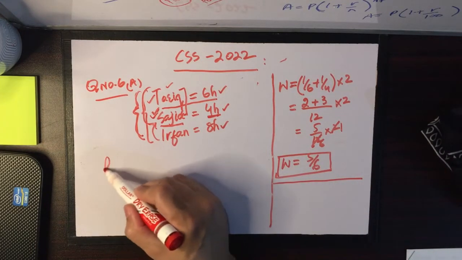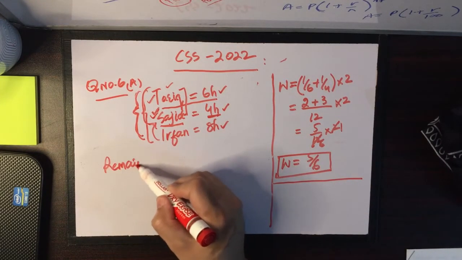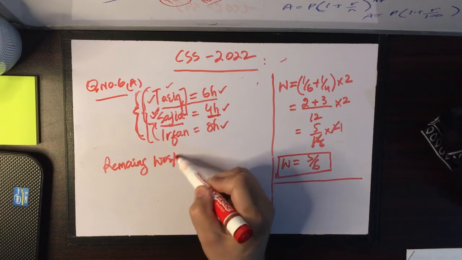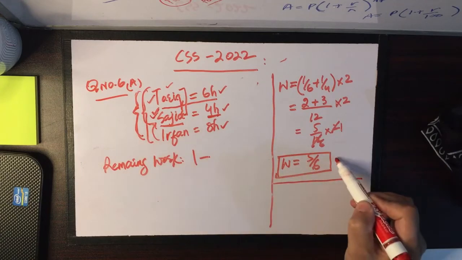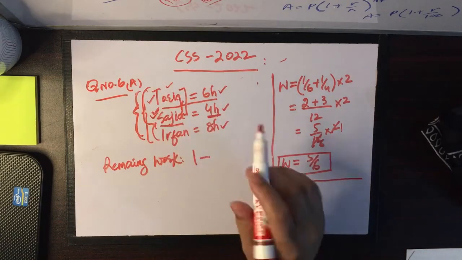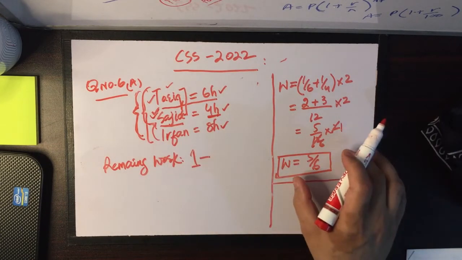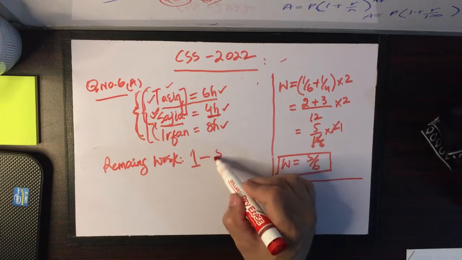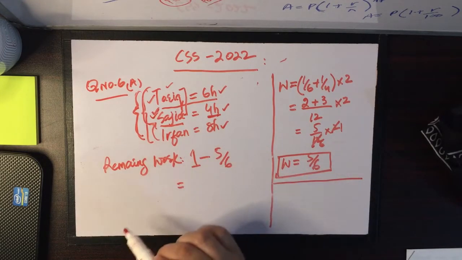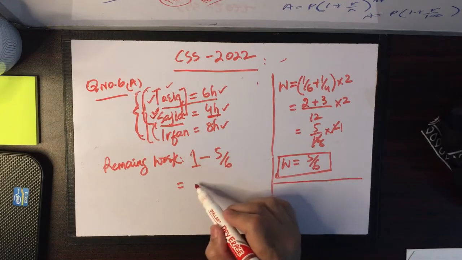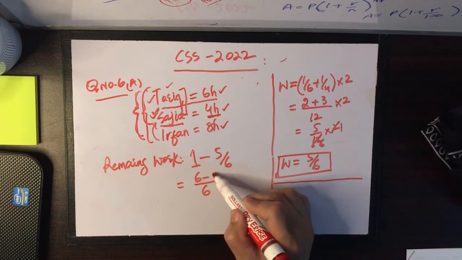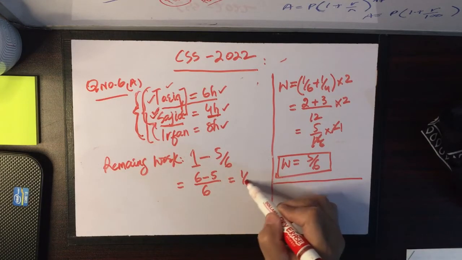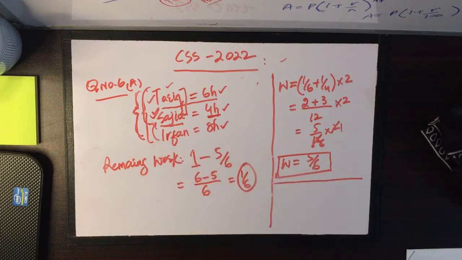we'll find out the remaining work. Remaining work would be the total work, which is 1, totality, minus the work done by these two tailors in 2 hours. We found it out, and it is 5 divided by 6. So 1 minus 5 divided by 6. We'll take 6 as the LCM. It will become 6 minus 5 is equal to 1 over 6. The remaining work is 1 divided by 6.